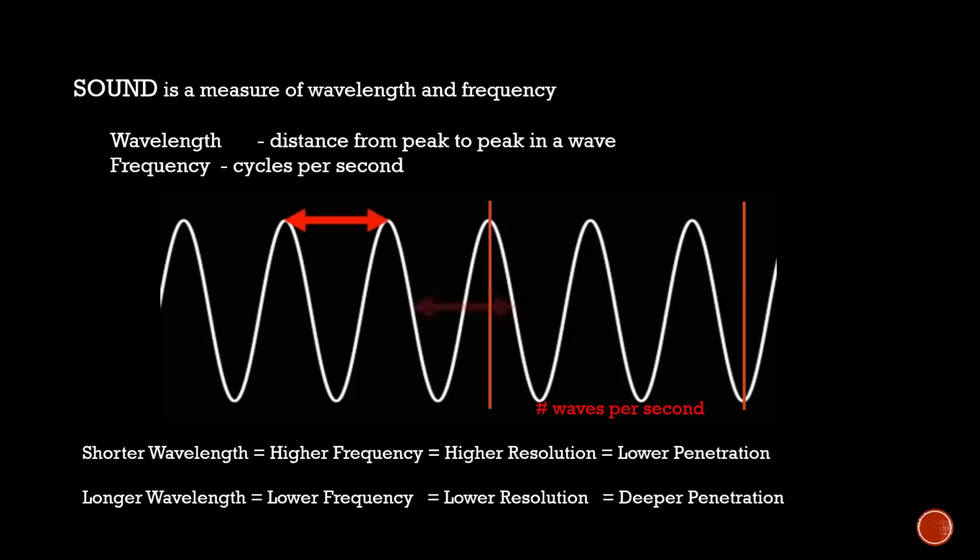So let's get back to sound waves. Sound is a measure of wavelength and frequency. Wavelength is the distance from peak to peak in a wave. Frequency is the cycles or waveforms per second. The shorter waveforms have shorter distance of waves from peak to peak, hence more waveforms per second or high frequency. Larger waveforms have longer distance of waves from peak to peak, hence less waveforms per second or low frequency.